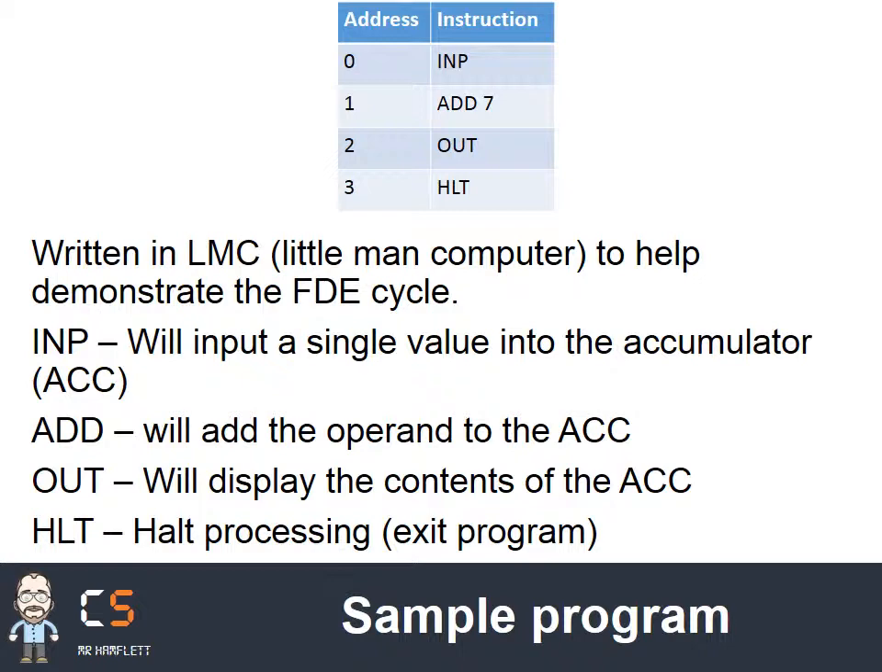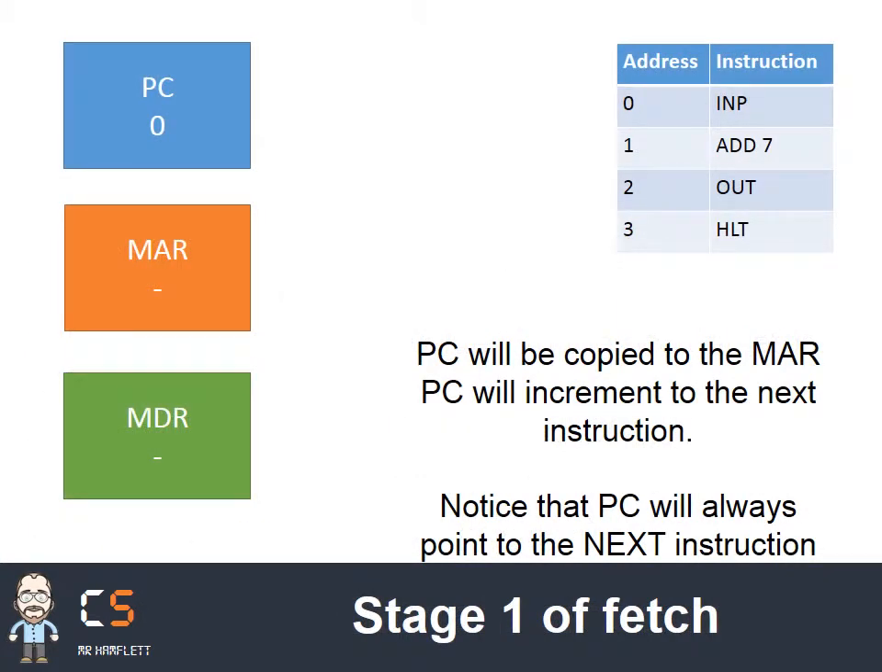So let's actually see how this works. Initially, the program counter is going to have 0, the address 0. So it's going to be pointing to the first instruction I need to fetch, in this case, input. The first thing that happens in the FDE cycle, I take the contents of the program counter and I basically copy it over to the memory address register. I then will add 1 to the PC. Now the PC always points to the next instruction I'm about to fetch, not the instruction I'm currently fetching. This is why it always increments immediately after it copies.